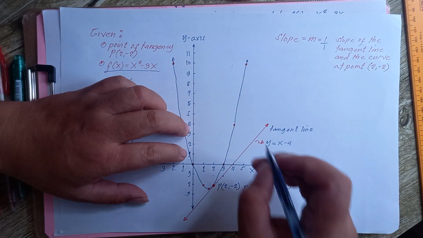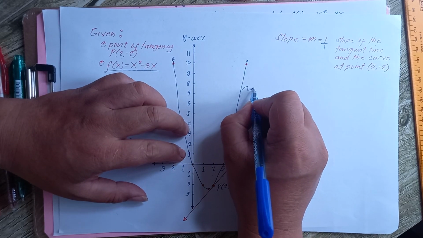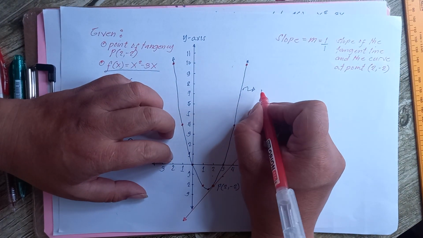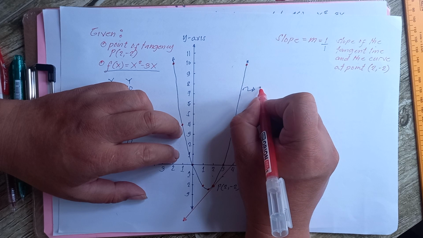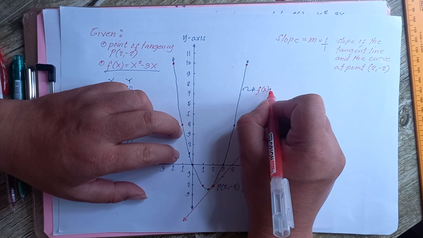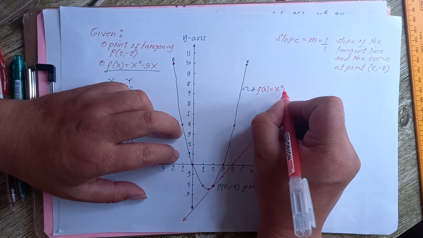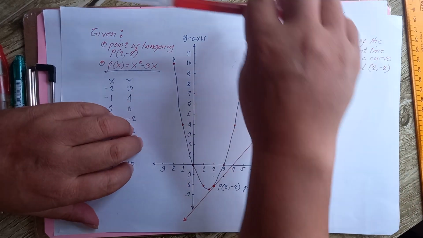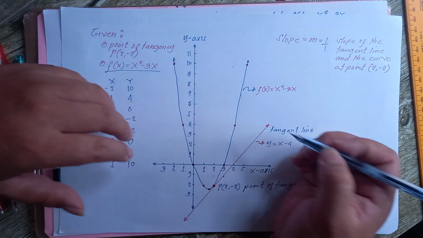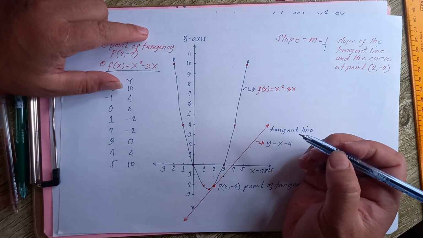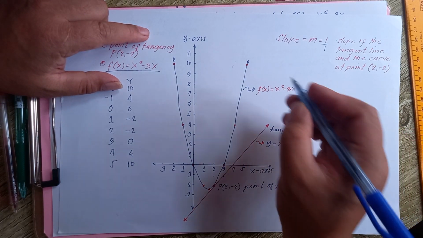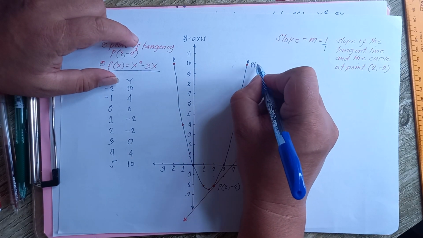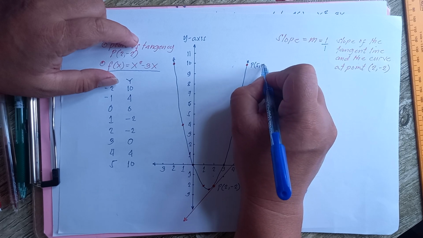Now, of course, this one is also, what is this? This is already our function, the parabola. What is the name of our parabola? That is f of x is equal to x raised to 2 minus 3x. Okay, so that is the parabola we have. And of course, so that we have a better labeling, let's label this one as 5 and 10.